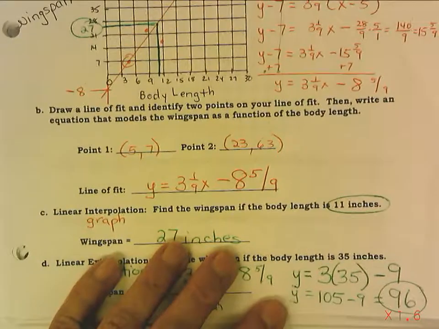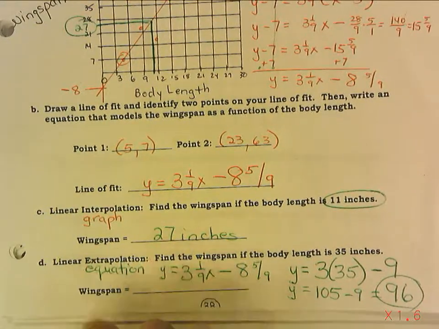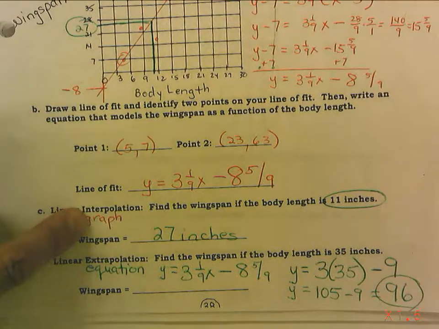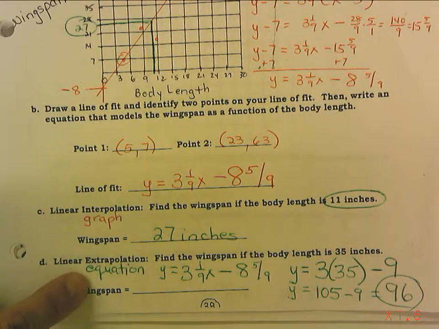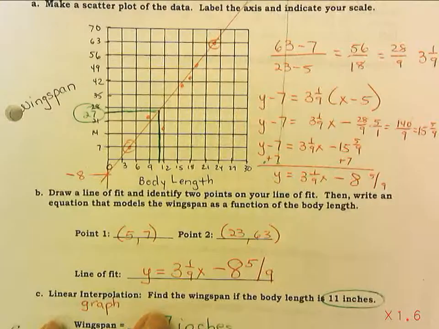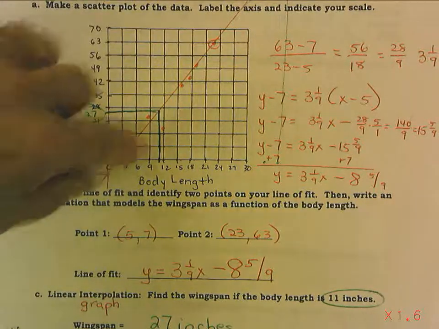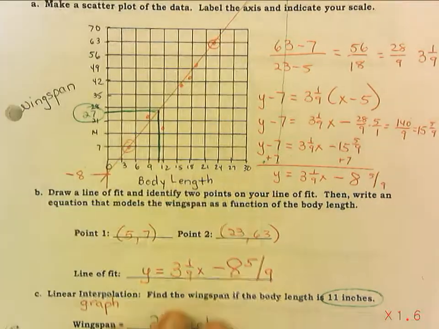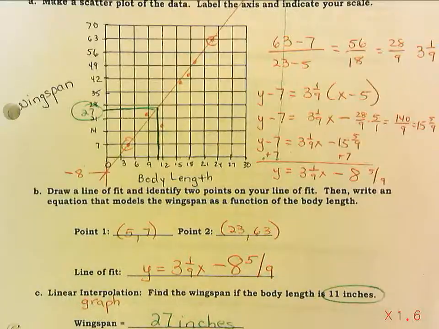Okay? So that's how we draw a line of fit, and we use interpolation and extrapolation. Interpolation means use the graph. Extrapolation means it's outside the range of the graph, so you have to use your equation. Remember, when we draw the line of fit, a shortcut way of doing it is to take the lowest point, connect it to the highest point, and use those 2 points to come up with your line of fit.